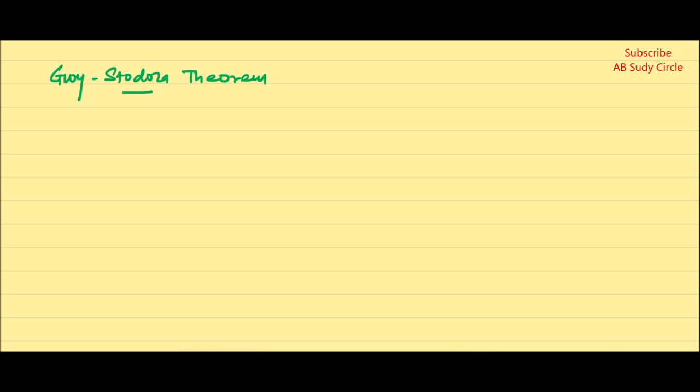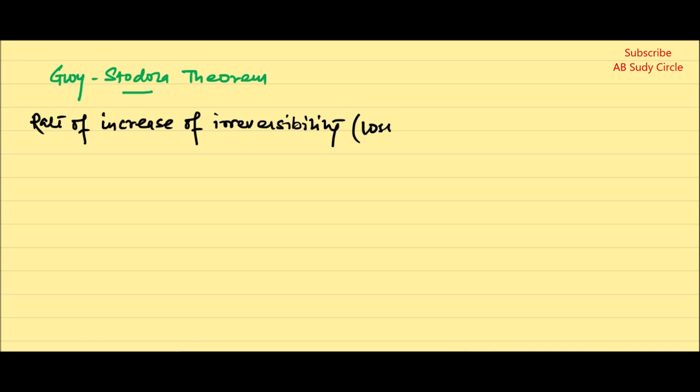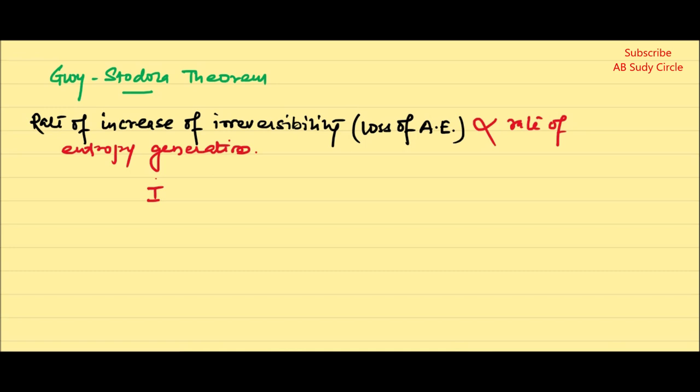Guoy Stodola Theorem says that the rate of increase of irreversibility, or you can say that it is the loss of available energy, is directly proportional to the rate of entropy generation. Suppose mathematically I dot is nothing but W dot, that is loss.